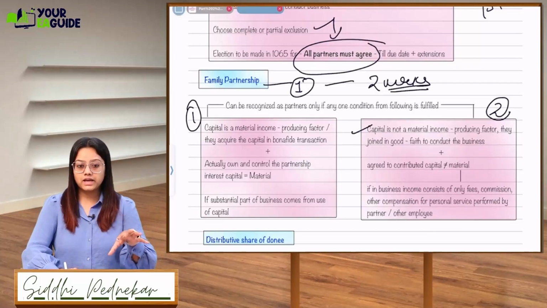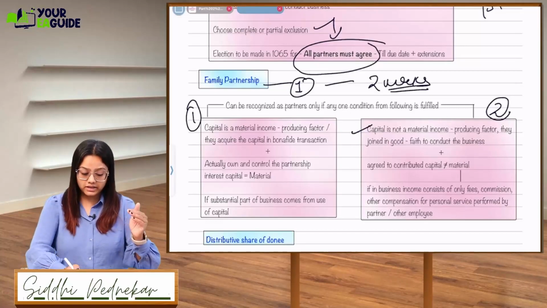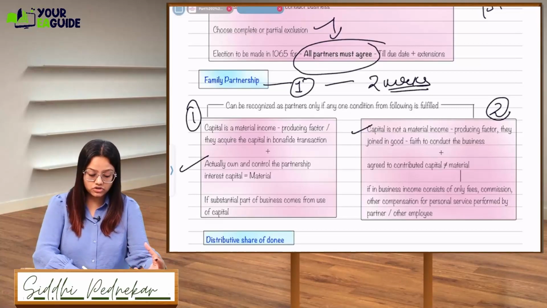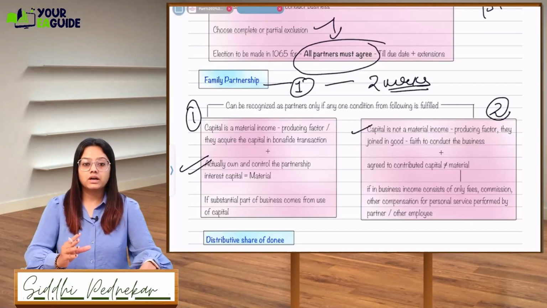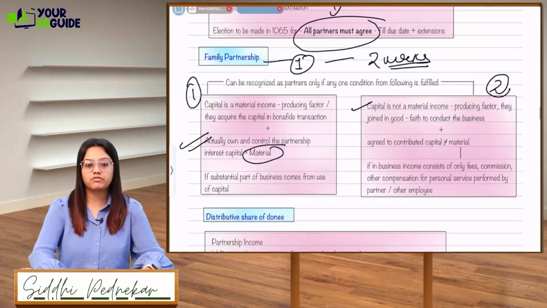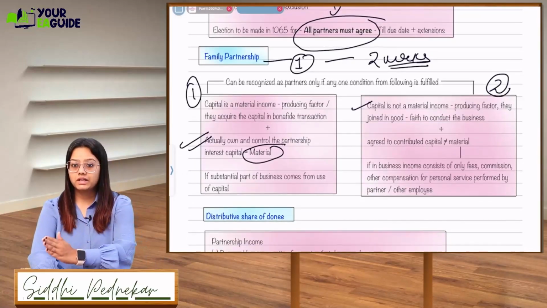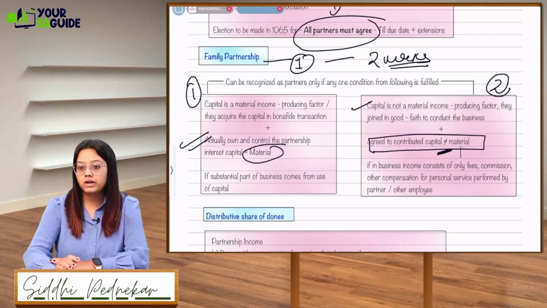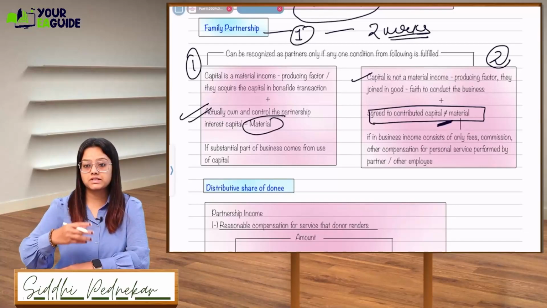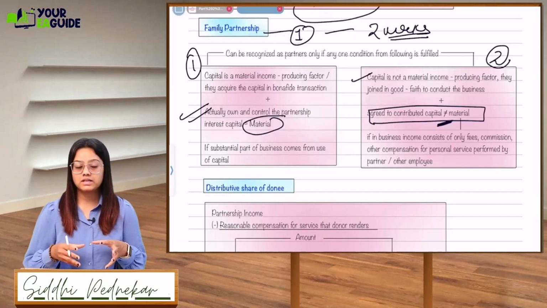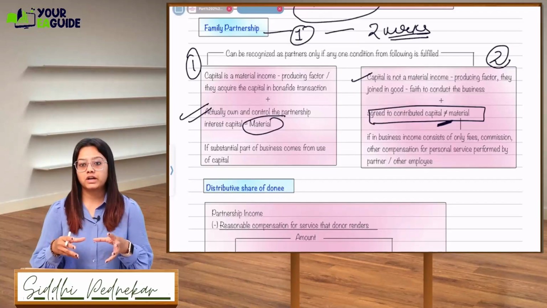Okay, so in the first case, let's understand that capital is a material income producing factor, which requires the capital in a bona fide transaction, plus actually owning and controlling the partnership. The capital interest is known as a material factor if a substantial part of business comes from the use of capital, right? Next is where the capital is not an income producing factor, and the partner agrees to contribute capital which is not material. If business income consists of only fees, commission, other compensation, right? Just take the example of an accounting and taxation firm.